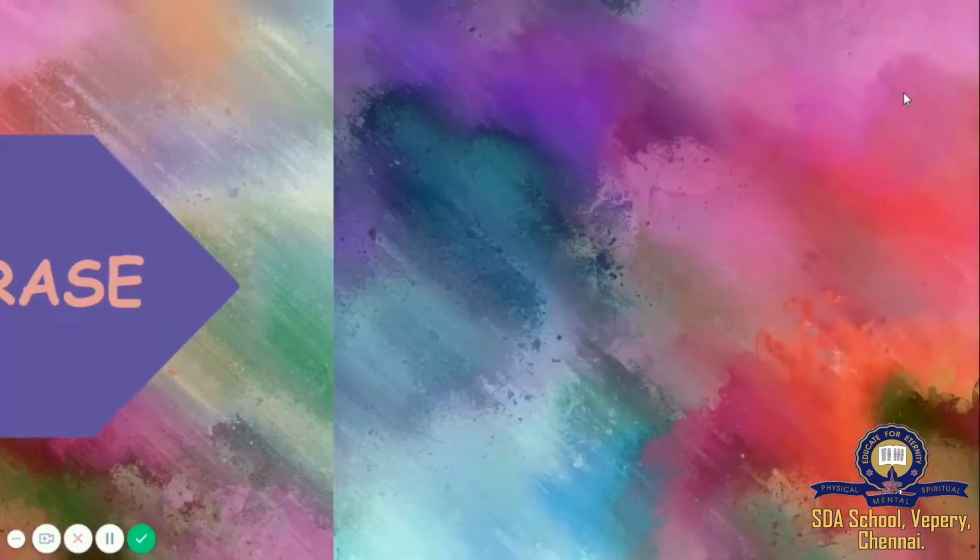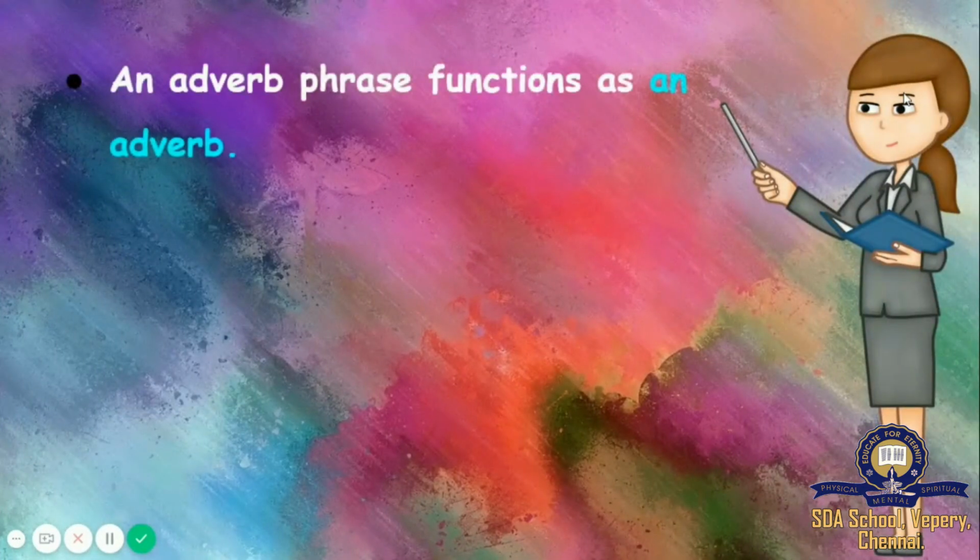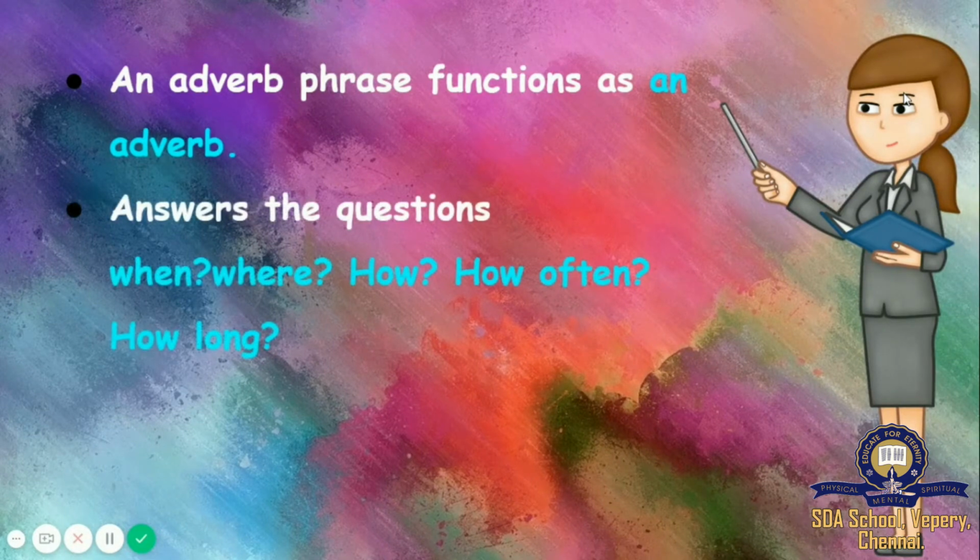Adverb phrase. An adverb phrase functions as an adverb. It answers the questions when, where, how often, how long. So when a phrase tells us something more about the action word in the sentence or describes the verb in a sentence, it is called an adverb phrase. A phrase which does the work of an adverb in a sentence is known as an adverb phrase.